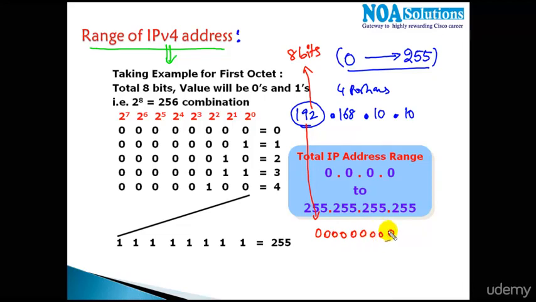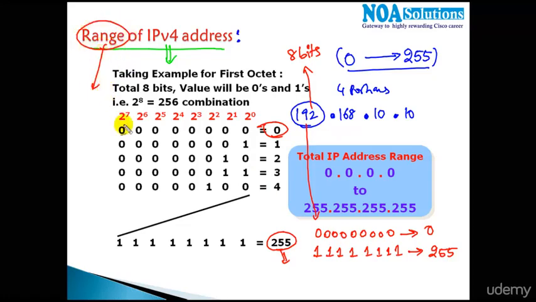So the minimum number I can write as all zeros, and the maximum number I can write as all ones. If you convert this into decimal value, either I can write 0 or I can write 255, which means 0 is the minimum number I can use for allocation of the addresses, and the maximum number I can use is 255. So this is the range of your IP address. You will never see any IP address beyond 255. So 255 is the last possible number which we can use in IP version 4.